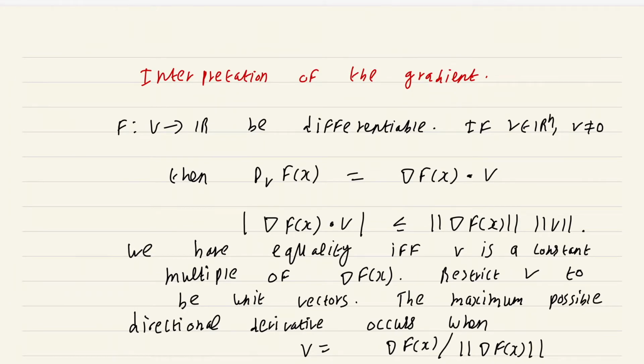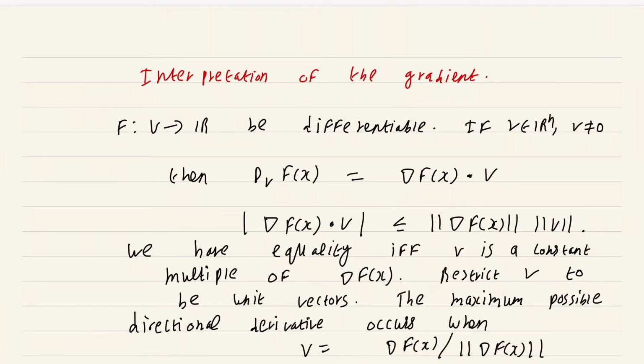So in other words, the gradient gives you the direction of the maximum rate of change of the function. This is the standard interpretation of the gradient. For that, you actually require the Cauchy-Schwarz inequality to show this.